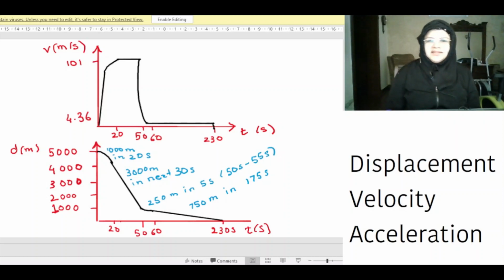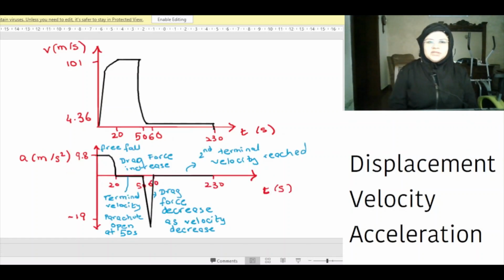The slope of the distance time graph from 20 to 30 second is a lot steeper than the slope of the distance time graph from 55 second to 230 second. This means that the first terminal velocity is a lot greater than the second terminal velocity. The slope of velocity time graph gives us acceleration. Hence, from velocity time graph, we can construct an acceleration time graph.